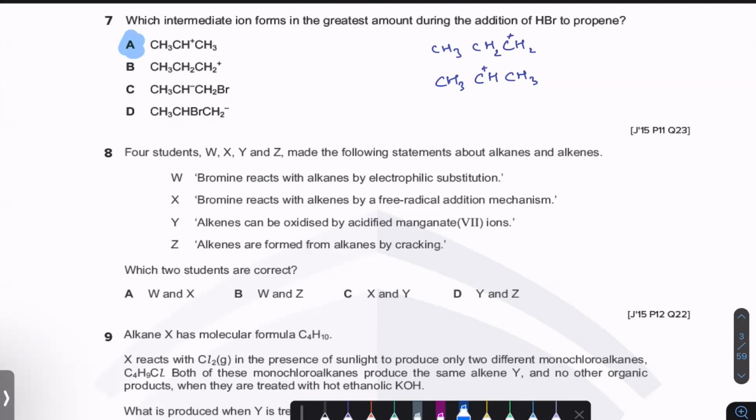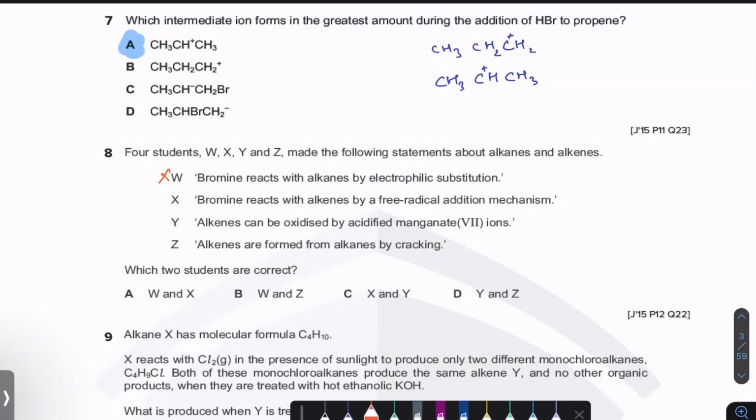All right, four students, W, X, Y, and Z, made the following statements about alkanes and alkenes. W says bromine reacts with alkanes by electrophilic substitution. Bromine reacts with alkanes by free radical substitution, so this statement is clearly off. So that is wrong.